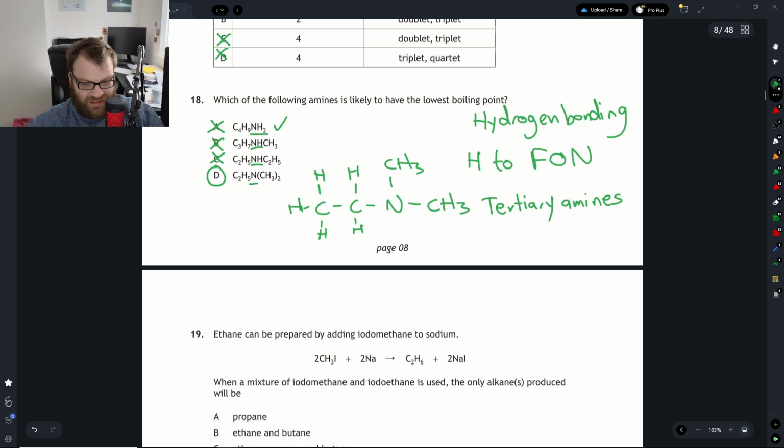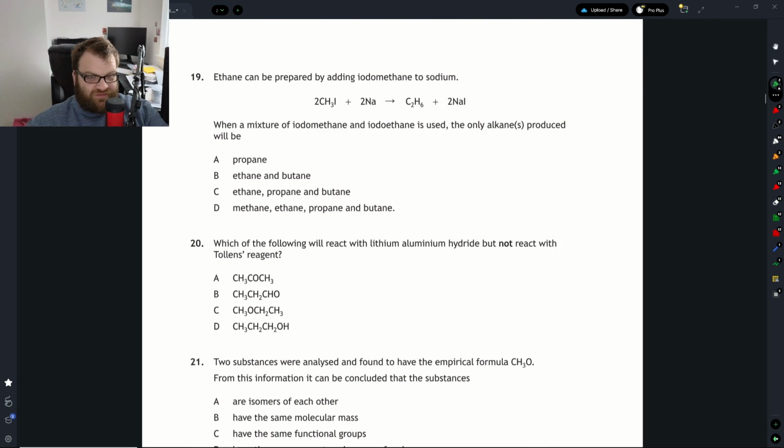On to number 19. This one we're trying to prepare ethane by adding iodomethane to sodium. Try to look at what's happening here. What have we got? We've got our methane part, iodine. So we're losing the iodine, which is joining on with the sodium. And then the two carbons are joining together to make ethane in this case.